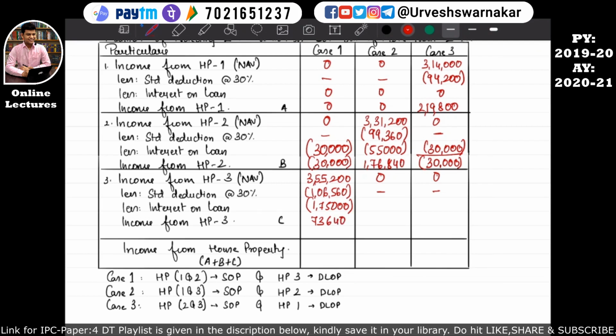But in case of house property number 3, case 2 and case 3 say that house property number 3 is SOP. So 1,75,000 will be allowed. I hope this is quite clear to you all.